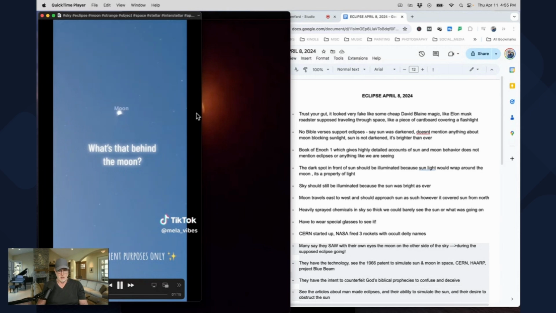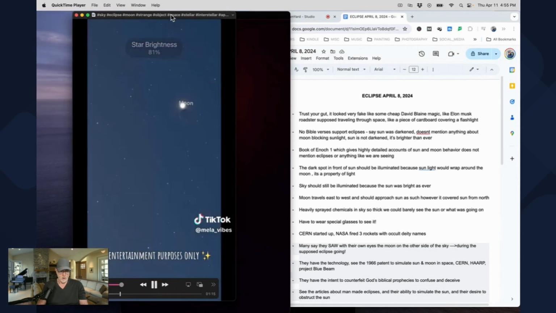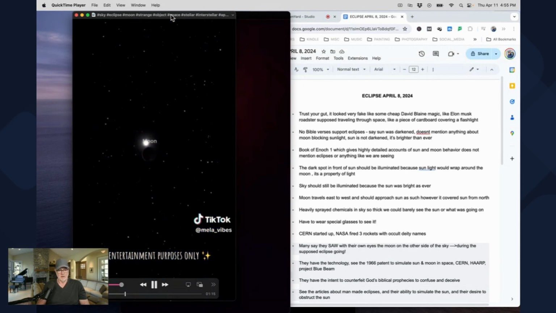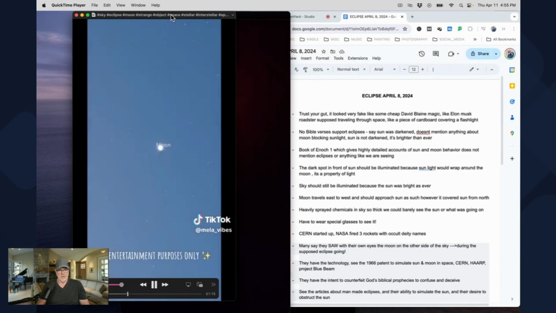Some other interesting eclipse here in California, and I thought I'd check out my sky guide. And then I noticed that there is a white object next to the moon. Now the moon is supposed to be dark, especially during a solar eclipse. It's considered a new moon, so there's no light on it. So what is this object next to or behind the moon? And it's not a dot.